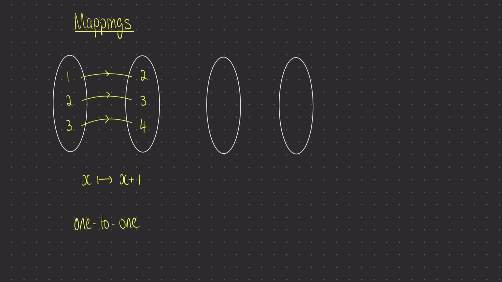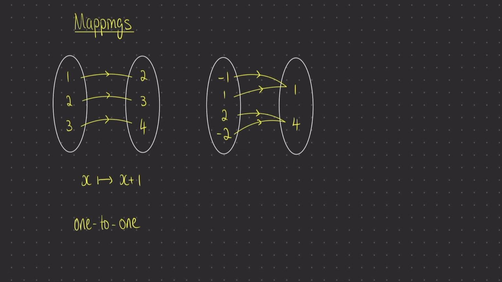Other sorts of mappings exist. We could start off with this set of numbers and find ourselves finishing with these numbers. We can see that this mapping here could be represented with x goes to x squared. However, in this case, it's not one starting number that ends with one final number. It's many start numbers going to a shared one final number.